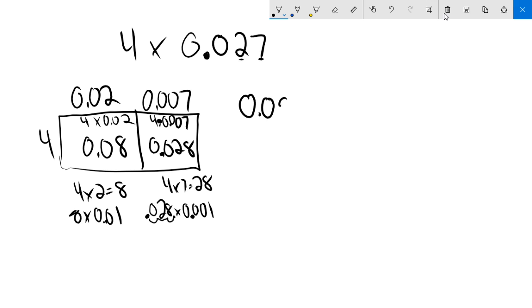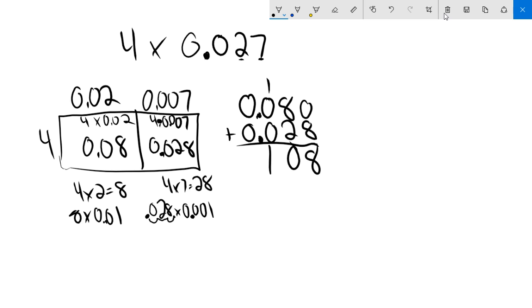Okay, so taking a look at it, when I now go through and add these up, again, same step as before, line up the decimal points. Now we add just like normal. I can fill that in. We have 8. 8 and 2 is 10. Carry the 1. 1. Decimal point 0. So the answer, what is 4 groups of 27 thousandths? 108 thousandths is what it is.